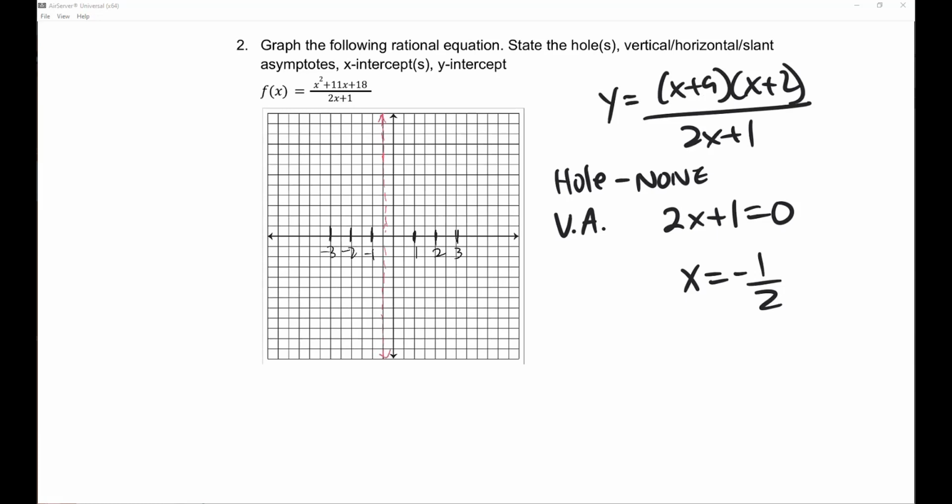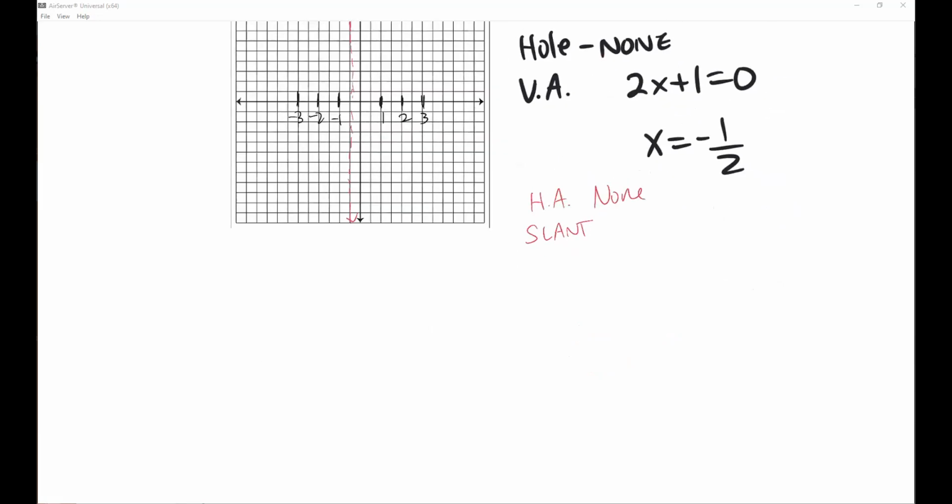All right. Horizontal asymptote, there's none. Why? Because the power on top is bigger than the power on the bottom. However, there's going to be a slant. How do you know there's a slant? Because the power on top is 1 above the power on the bottom. Okay, a lot of you guys had trouble with this.